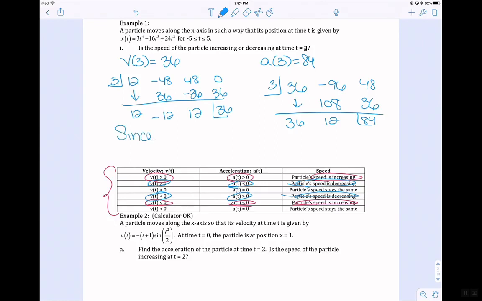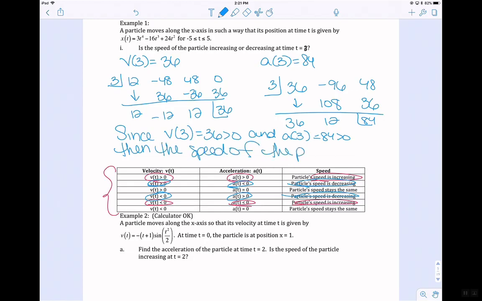Both of them are bigger than 0, so the speed of the particle is increasing. So since v of 3 is equal to 36, which is greater than 0, and a of 3 is equal to 84, which is greater than 0, then the speed of the particle is increasing.